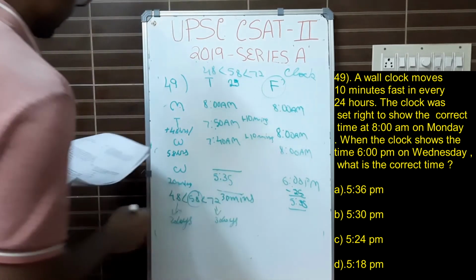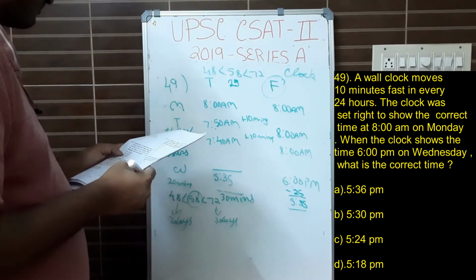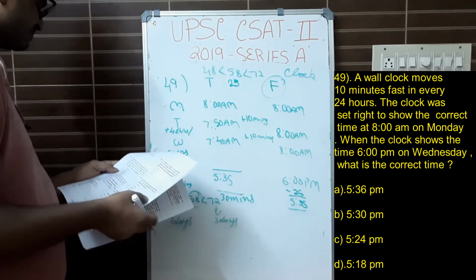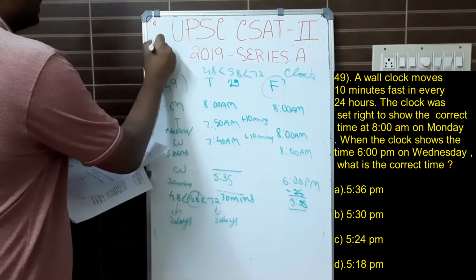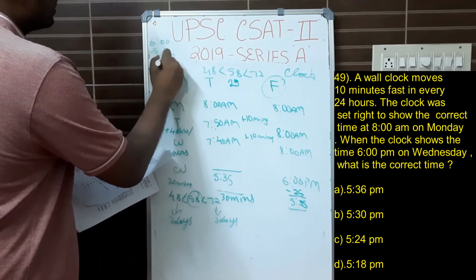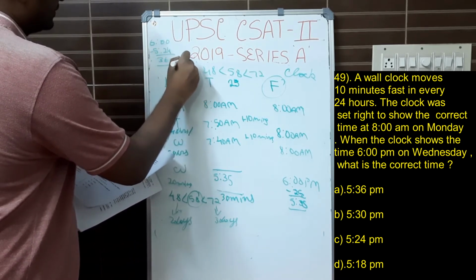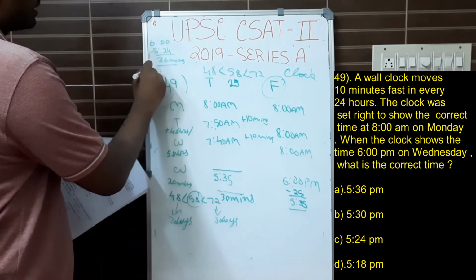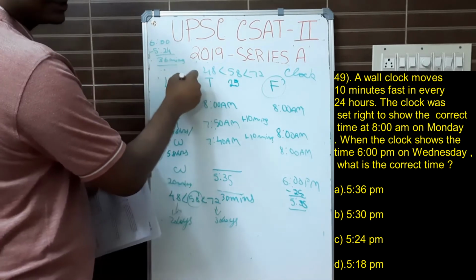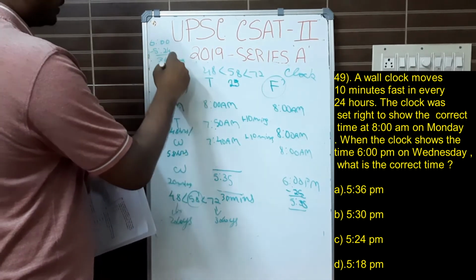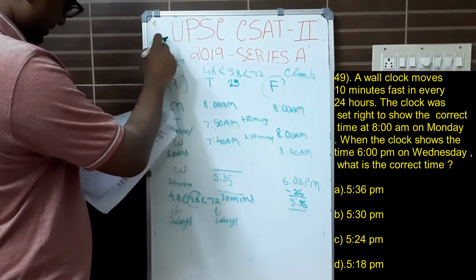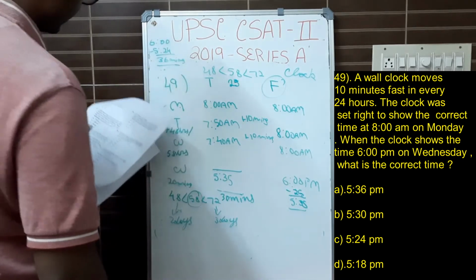So if you go through the options, we have 5:36 p.m., 5:30, 5:24 and 5:18. 5:24 and 5:18 are definitely not possible because if it is 6 minus 5:24, we have a difference of 36 minutes. For every 10 minutes, 24 hours have passed. For 30 minutes, 72 hours have to elapse. So if it's 36 minutes, then more than 3 days but less than 4 days have to elapse. So this is not an answer. 5:18 also has a similar case.